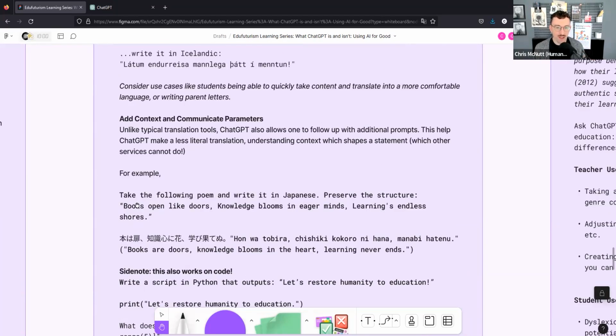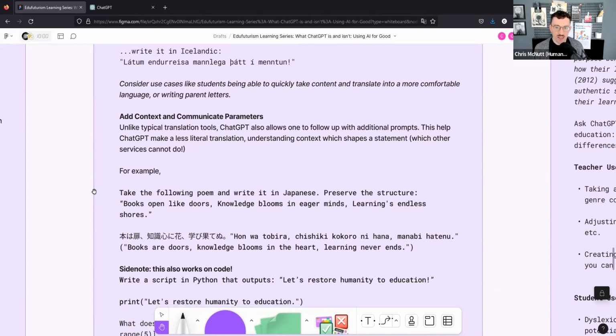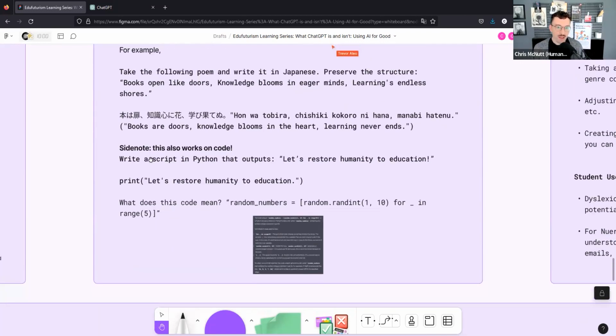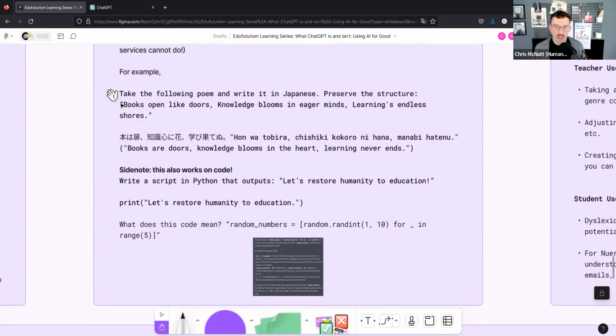But the thing that this affords you, unlike typical language translation tools, is that it allows you to provide context. You can give additional prompts to make less literal translation to understand that context which shapes a statement. So for example, in this here, I have it taking a poem and writing it in Japanese, but I tell it to preserve the structure. So I still want it to be formatted like this. So it takes it, it puts it into Japanese, and you can see that it actually transforms what the phrasing is. Like it actually changes up how the words are placed to make the structure similar.